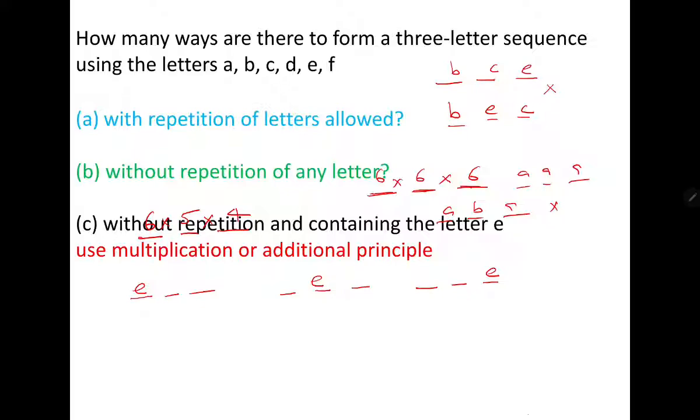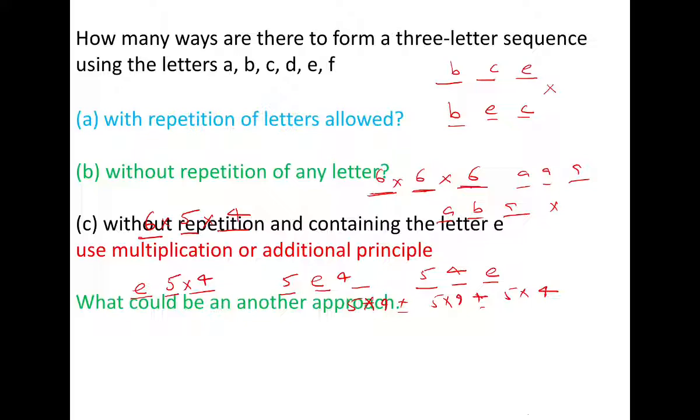Now if this is clear, then without repetition, E is already done. I have 5 letters and 4 letters for the remaining positions. So I add 5 cross 4, 5 cross 4 plus 5 cross 4. And now you can see that I have used the addition principle because I have broken down the problem into 3 sub cases.